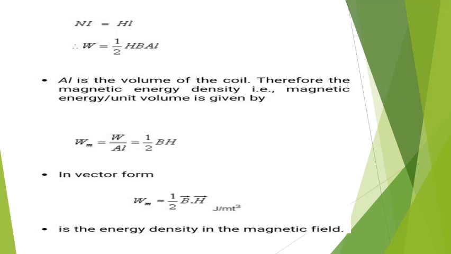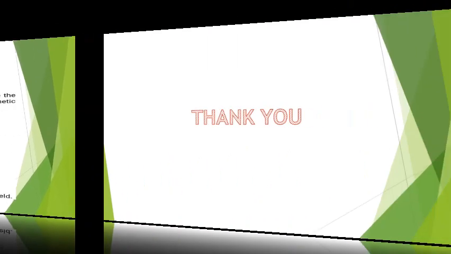Therefore, the total energy density can be taken as total work done per volume, that is W by A l, which is equal to half BH. Therefore, the energy stored, or the energy density in the magnetic field, can be taken as Wm equals half BH. Thank you all.